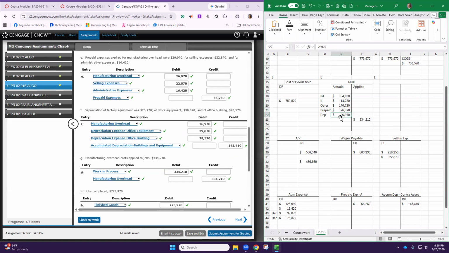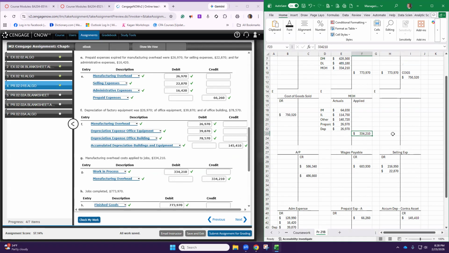Okay, and then manufactured overhead is 26,970. Depreciation, because that's the factory, something in the factory, depreciation in the factory. There's that one. Then there is 2 office, which is admin. Okay, and then this offsets those 3. So this one, this one, this one. Okay, all right, and then we're applying overhead.